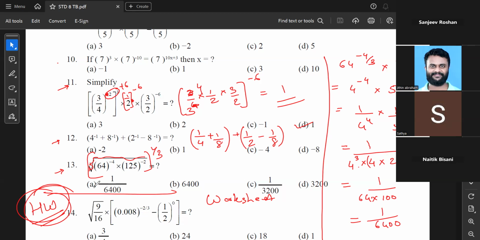Sir, just solve the very difficult ones and leave out the easy ones. Yes, yes, definitely I can do that. Not a problem. And generally the difficult ones come from the worksheet only. So when we solve the worksheet, we are actually covering the difficult ones once and for all. But anyway, that's another story.